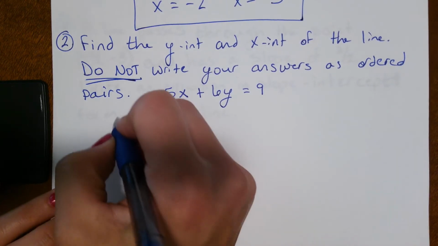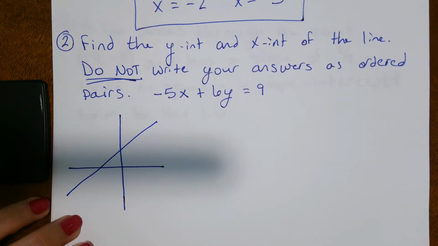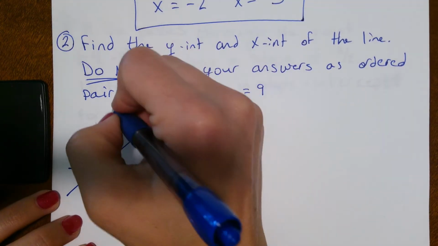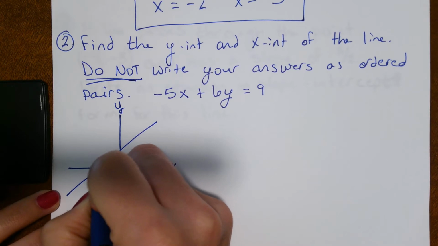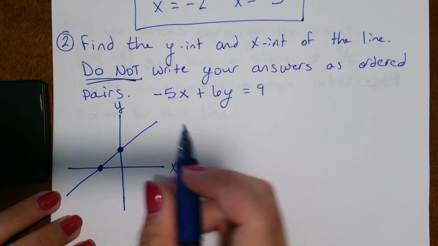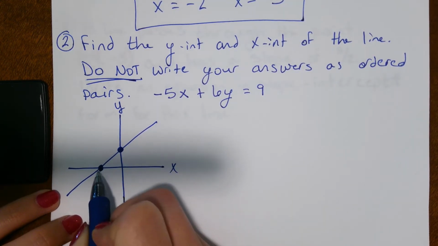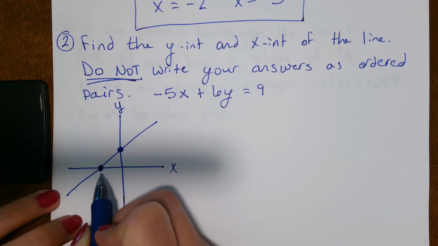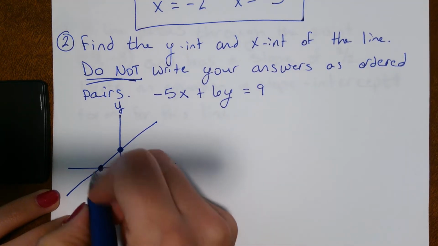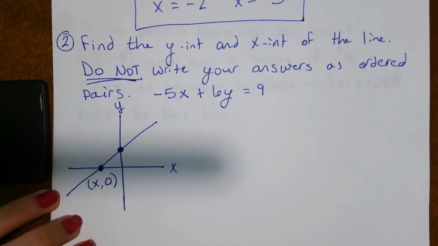Real quick, we know this is a linear function, so whatever it looks like, it's going to be a line. Here's my x-axis, here's my y-axis, here is my x-intercept, and here is my y-intercept. Whatever this value is right here on the x-axis, I know one thing for sure every time: the y value is going to be 0. So this coordinate would be whatever the x value is, comma, 0. And that's true for every x-intercept.